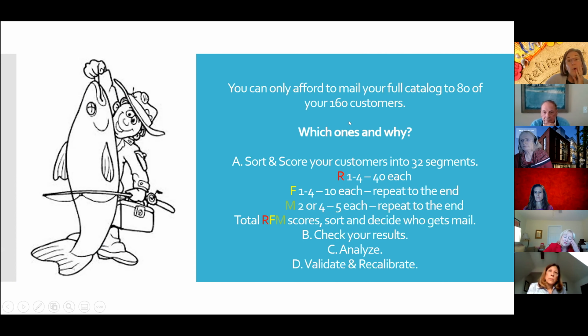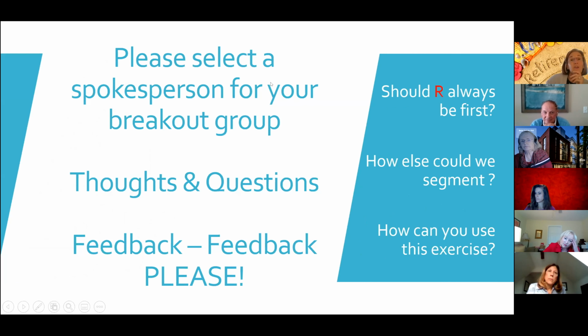So as we send you off, and Bruce is going to explain how to do this, what we're going to ask you to do is, again, pick a spokesperson. Let's use the same system, first letter of first name. And then we want you to think about these things after you've done your work. Is recency always the most important? How else could we segment this group? And is this an exercise that you could use?